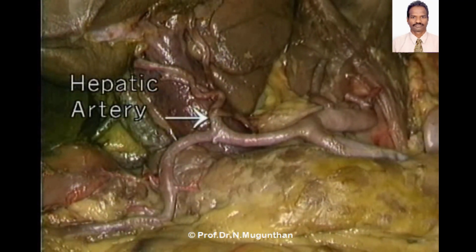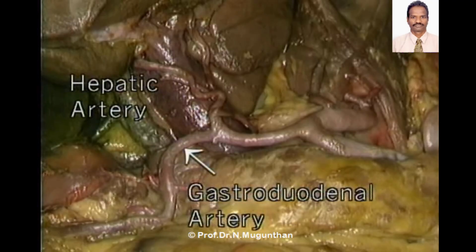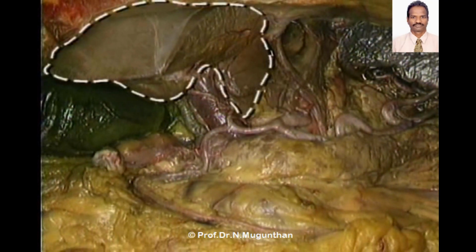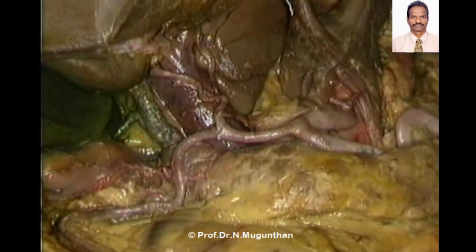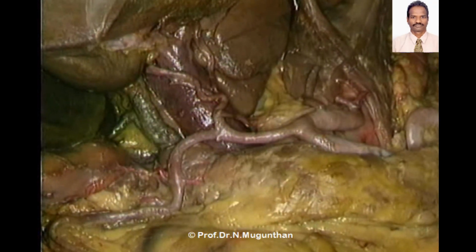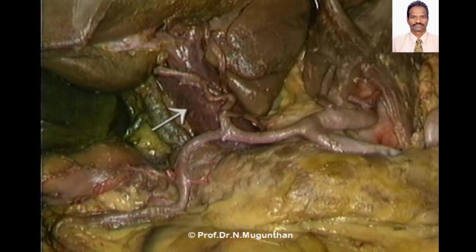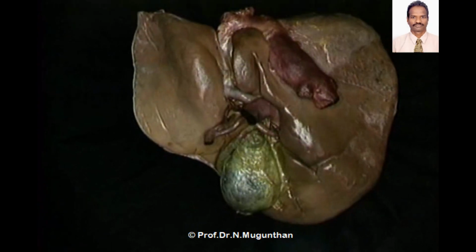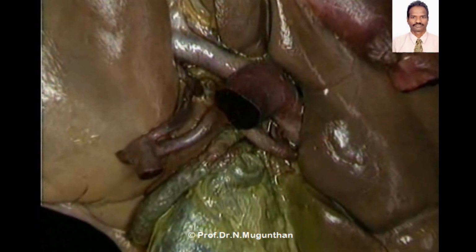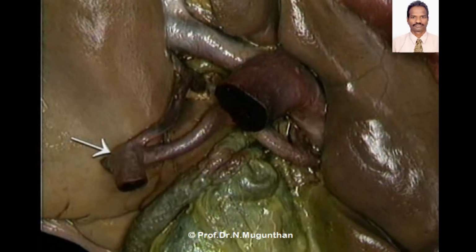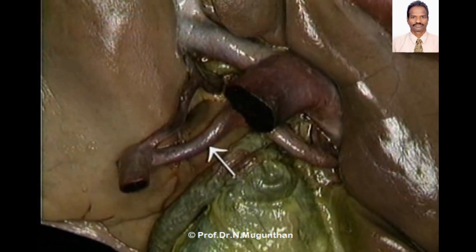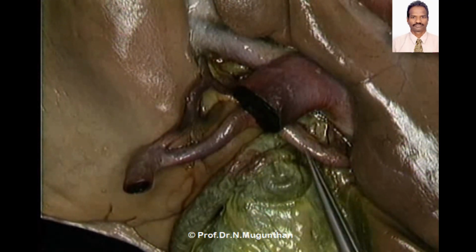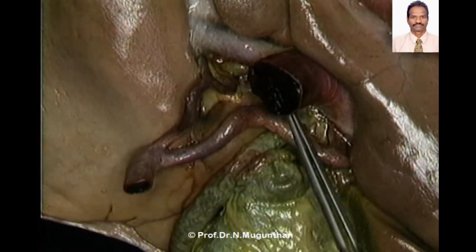The common hepatic artery is going to divide into a proper hepatic artery and the gastroduodenal artery. The proper hepatic artery is going to divide into right and left hepatic arteries to supply the entire liver. The cystic artery is coming from the right hepatic artery, going to supply the gallbladder. The hepatic artery is going to divide into right hepatic and left hepatic artery to supply the right and left lobe of the liver.